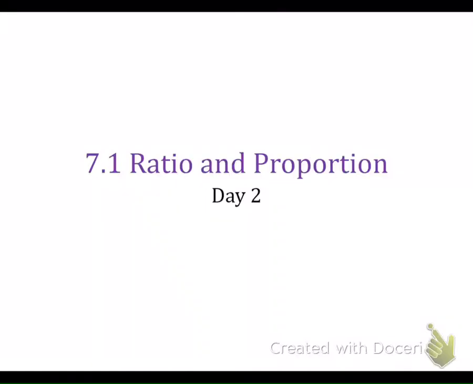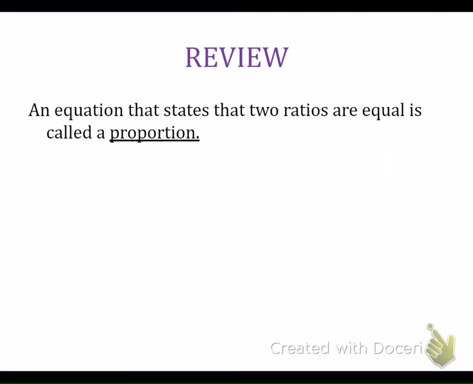Alright, this is 7.1 day 2 on ratios and proportions. So just to review, an equation that states that two ratios are equal is called a proportion. That's whenever we did, like we were doing x over 7 is equal to 2 over 14, and then we were cross multiplying.